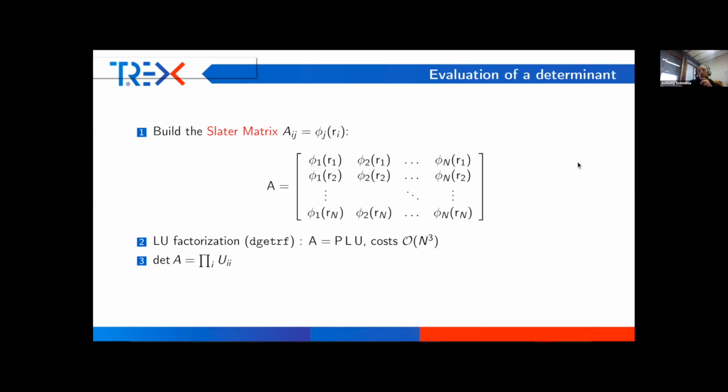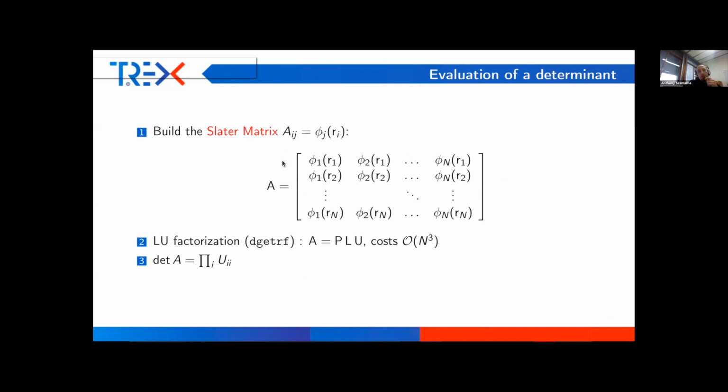So how do we evaluate determinants at the electron positions? We build the Slater matrix. The Slater matrix is a matrix with the molecular orbitals evaluated at the electron coordinates, okay? And when you calculate the determinant of this matrix, it is the Slater determinant.